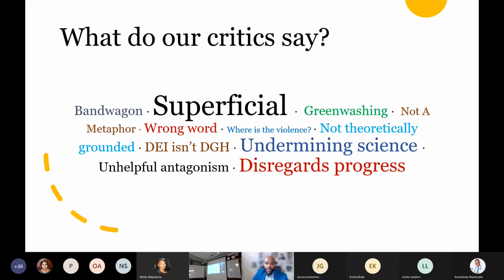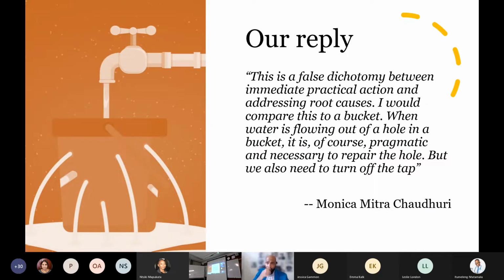That we're going to create a situation where there's just this unhelpful antagonism between global North and global South research. But everyone is entitled to their opinion. Our major response is to the one on the superficiality of our approach, because that seems to be the most recurring one. We are saying that there's a false dichotomy between immediate practical actions and addressing the root causes of these power imbalances.